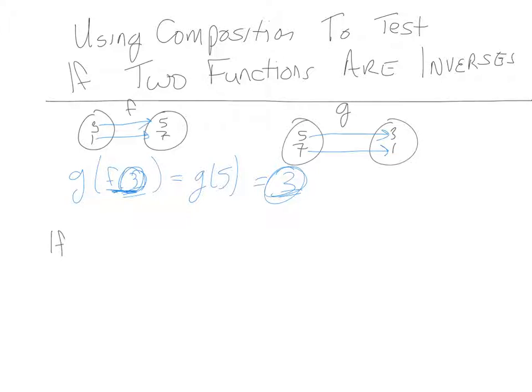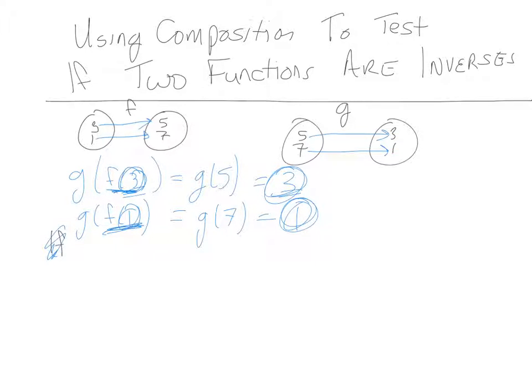And that should work no matter what I input. So even if I had, say, g of f of 1, what would happen? I'd find f of 1, which would give me, of course, 7. So that would become g of 7. And then g of 7 would take me back to 1. So where I started and where I ended would be the same.